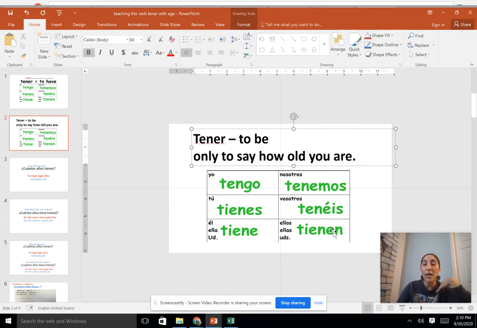It's like saying I have 30 years, right? You don't say I am, yo soy, because if you use the verb to be as yo soy 20 años, it's like saying my name is 20 years. Yeah. So you want to use the verb tener to say I am, you are, he is, she is, you are, we are, you all are, they are. Yeah, to say your age.